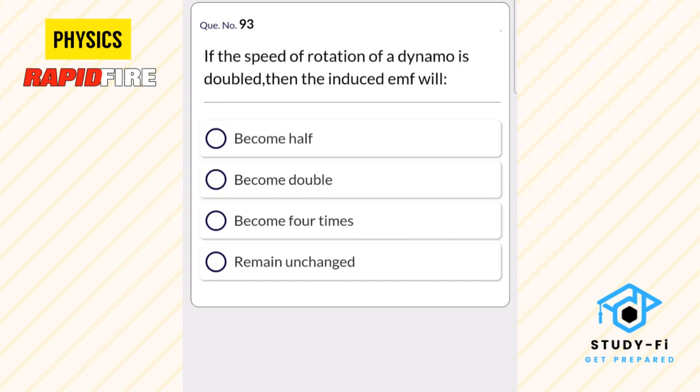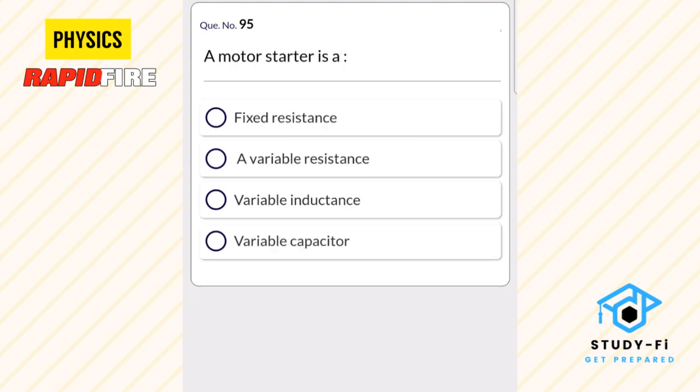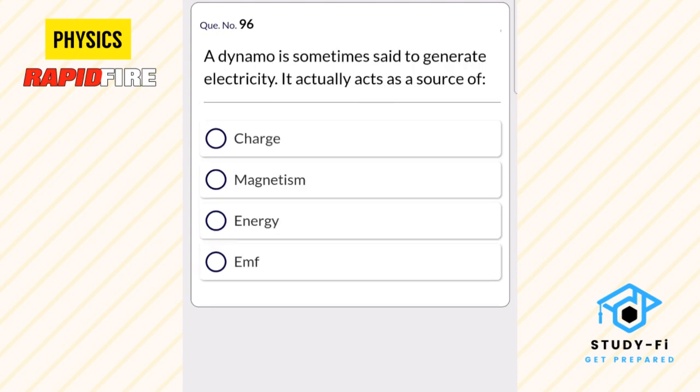If the speed of rotation of dynamo is doubled, then the induced EMF will become double. The device that does not work on the principle of mutual induction is motor. A motor starter is a variable resistance. A dynamo is sometimes said to generate electricity. It acts as a source of EMF.